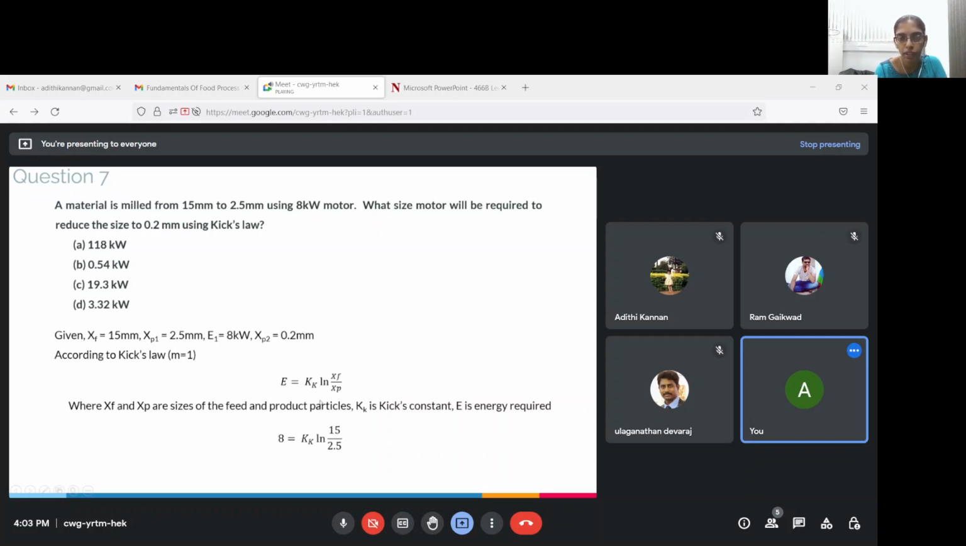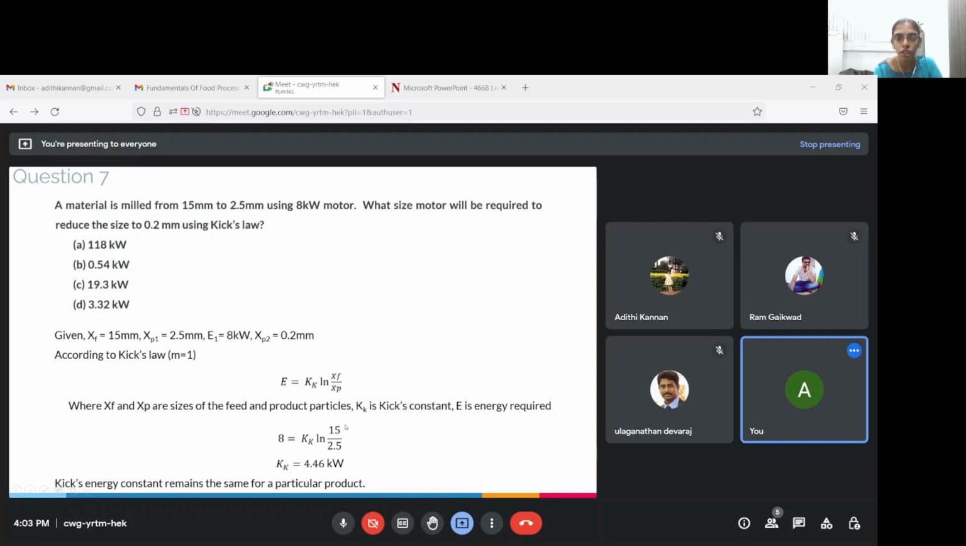So when you substitute the values, 8 is equal to kk into ln of 15 by 2.5. So since it takes 8 kilowatt motor to reduce to 2.5, we'll substitute the values. And the value of kk that you will get, that is Kick's constant, is 4.46 kilowatt. Is this clear? If you want me to slow down also, I can slow down.